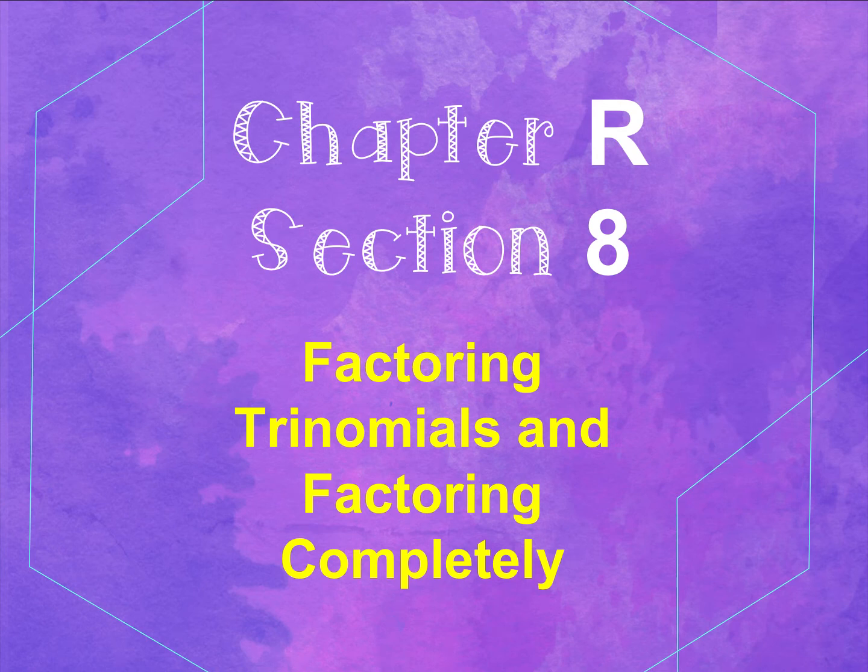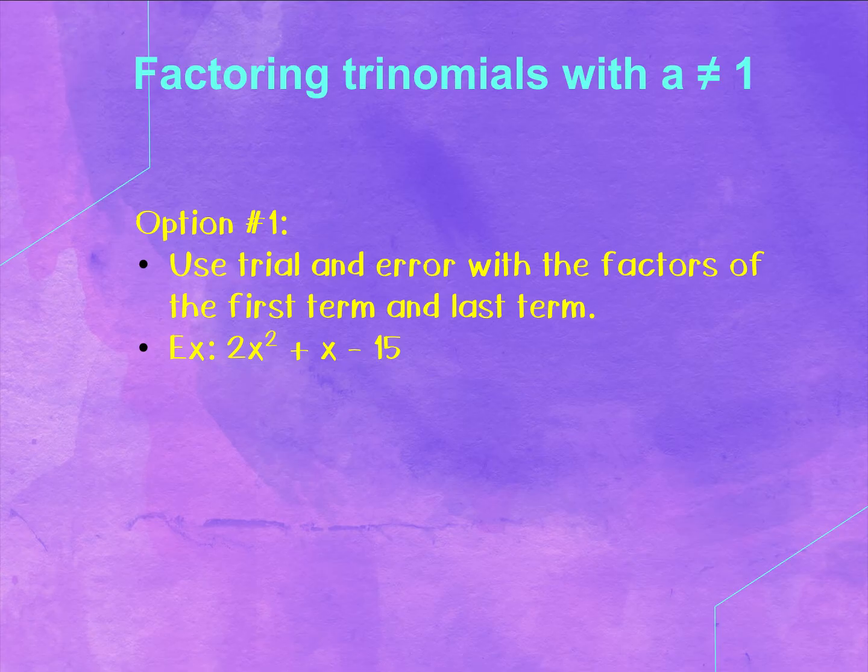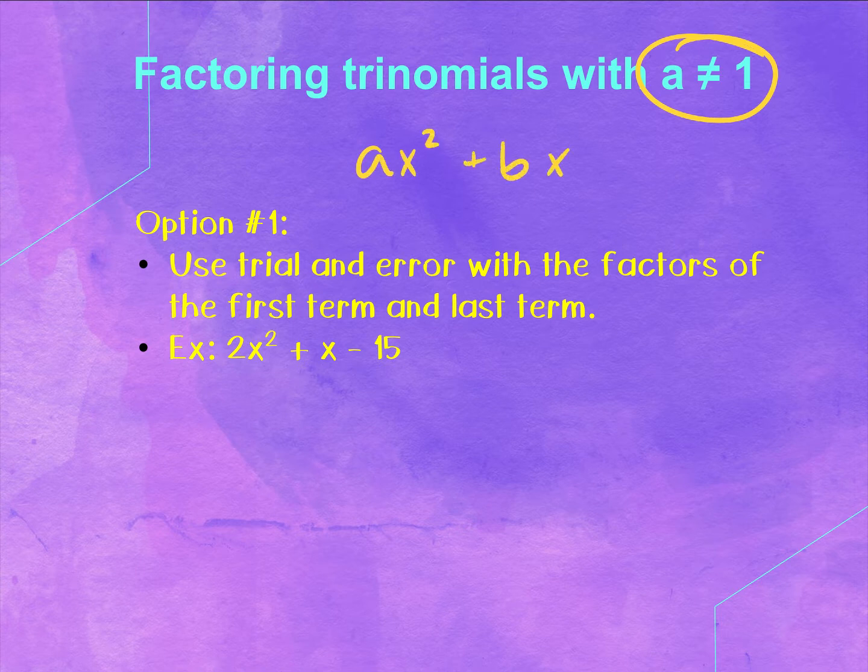R8. Again, we are factoring trinomials and factoring completely. So we're going to look at another type of factoring. This is when a is not 1. So that number out front, the number in front of the x squared, is not 1. We have to factor it this way. So we can't just break down C and find our factors that add to B. We're going to do something different.